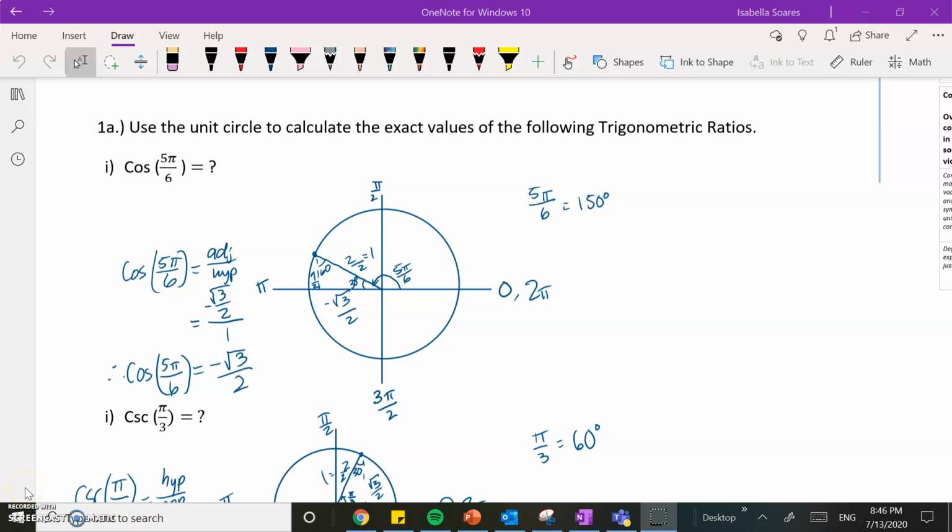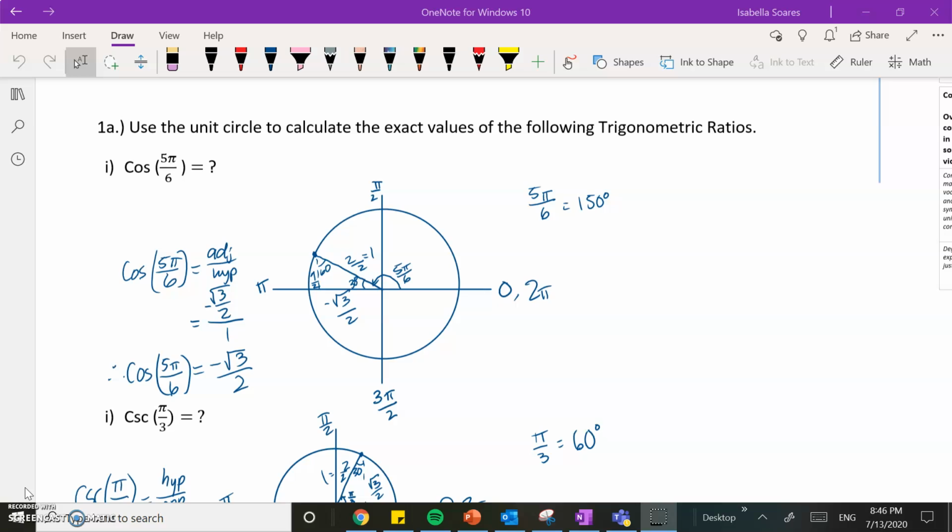So this question asked me to solve for the trigonometric ratios using unit circles. The first trigonometric ratio that was given to me was cos 5 pi divided by 6, and I knew that 5 pi divided by 6 is equal to 150 degrees because I previously had memorized it from the unit circle. So I knew that my angle in standard position was going to be 5 pi divided by 6, or 150 degrees, and the related acute angle is going to be 30 degrees.